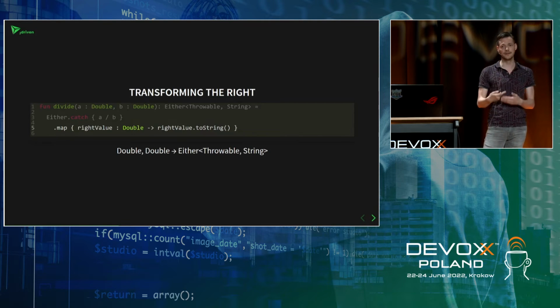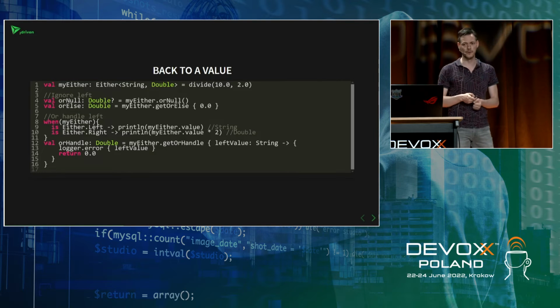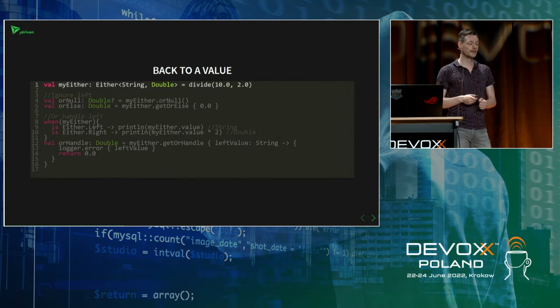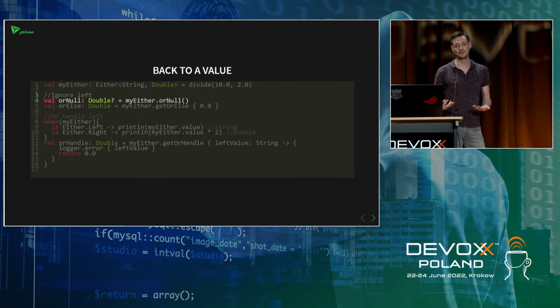So now we know how to create Eithers, how to get the value back out of an Either. So we have a lot of code here. We're going to go over it one by one. So we can create our Either. My Either will contain either an instance of Left containing a String or an instance of Right containing a Double. One thing we could do is just call orNull, which means if it's an instance of Right, give me the correct value, otherwise give me null if it's an instance of Left. We can also see that the return type is Double question mark, since the value can be null.